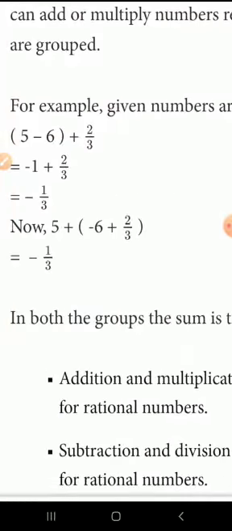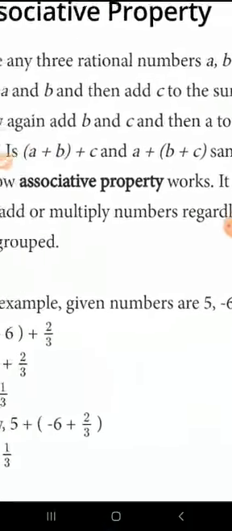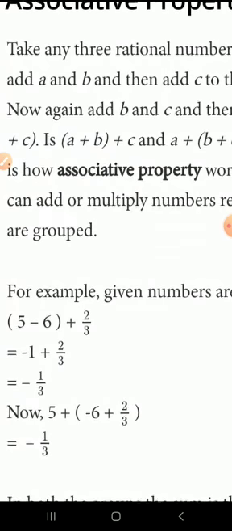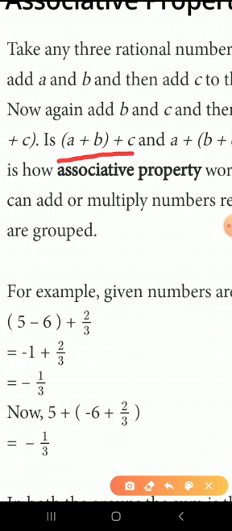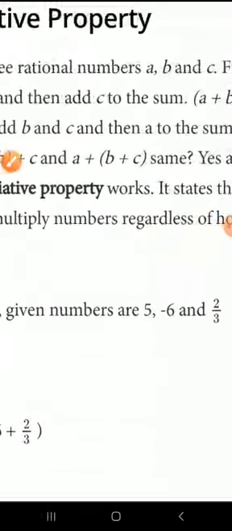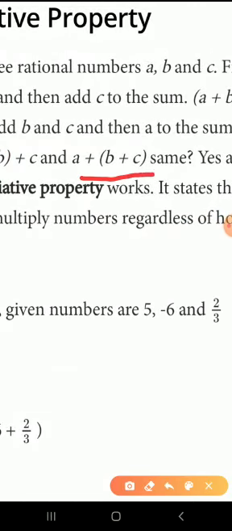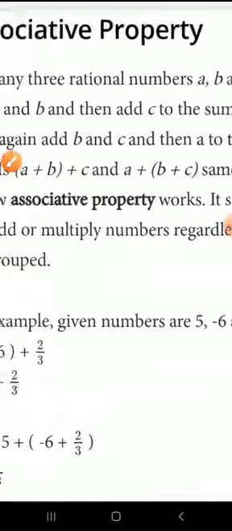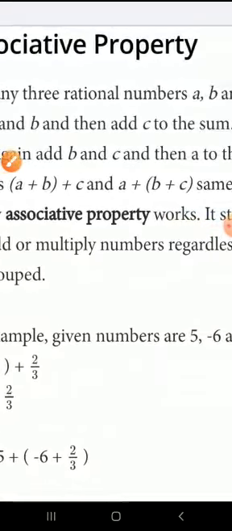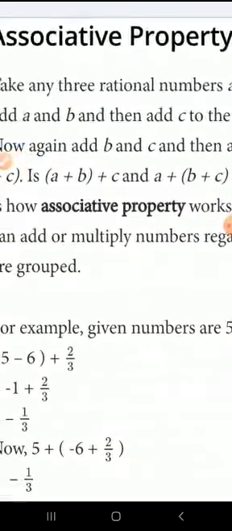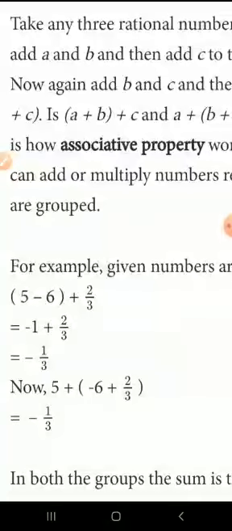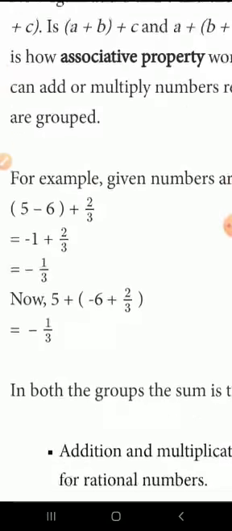Means a plus b plus c. If we add a plus b, whatever answer comes, we are adding to c, or we are adding b plus c first, and then whatever answer comes, we are adding it to a. In both the cases, the answer is same. Means (a plus b) plus c is same as a plus (b plus c). This is the associative property for addition. If three rational numbers are there, you can add them in any order, you will get the same answer.